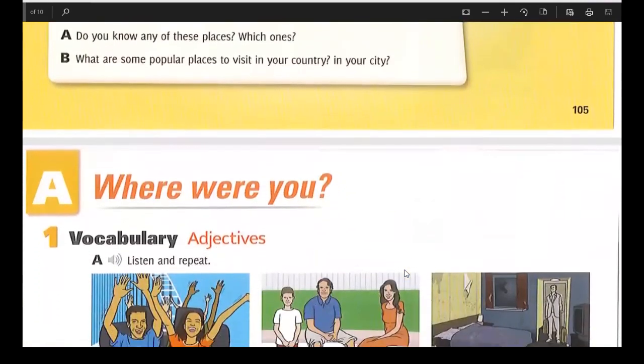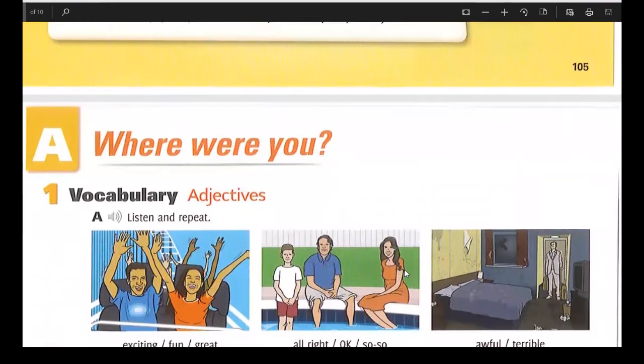And now we move to Part A, Where were you? By looking at the topic, of course, we talk about the past of be, right? We use were in the past. So when we use the past simple, it means that the activity or action is completed. It's already completed in the past.